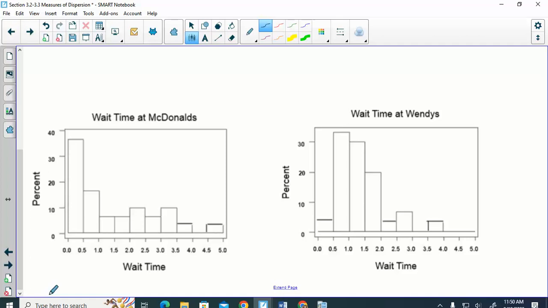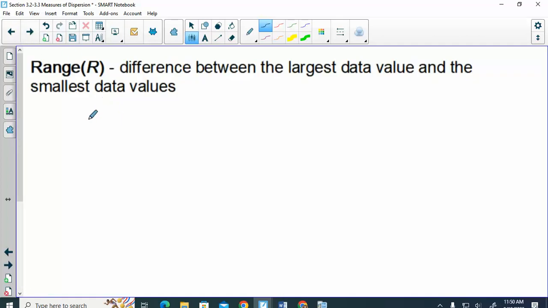So the mean told us that these were pretty much the same, but if I look at the histogram, they're really not. McDonald's, if you don't get served immediately, you're going to have to wait a while. Wendy's, it's pretty likely that you're going to get served in a short amount of time. All right. So the mean doesn't tell us everything that we might need to know from our data.